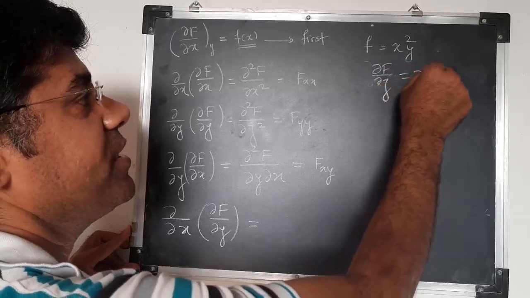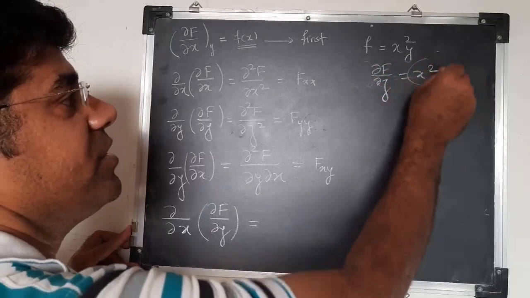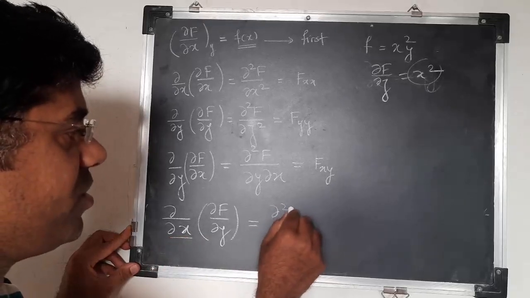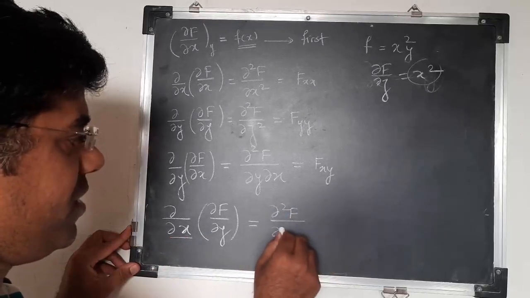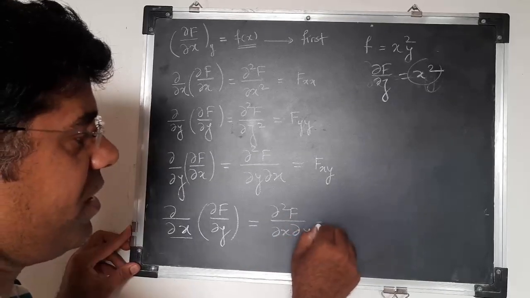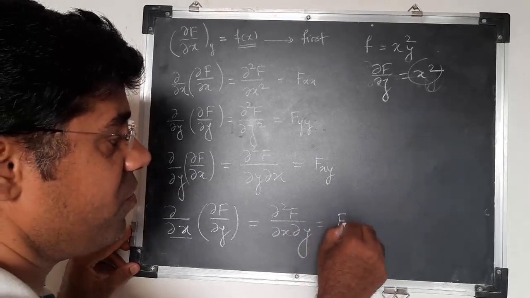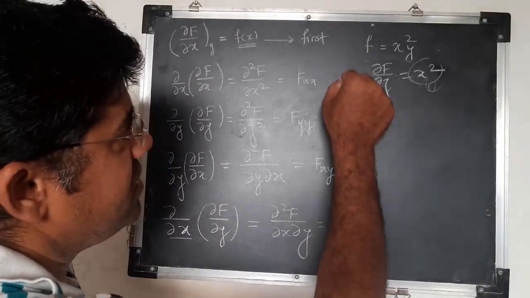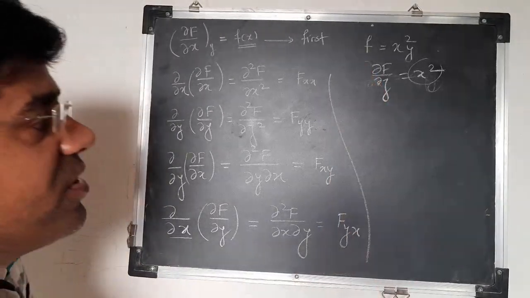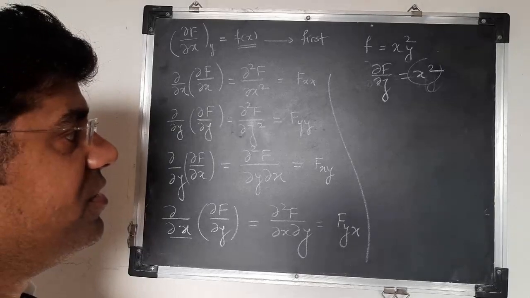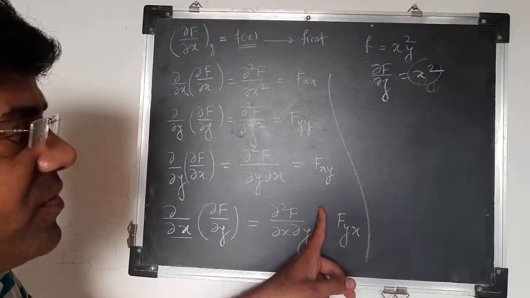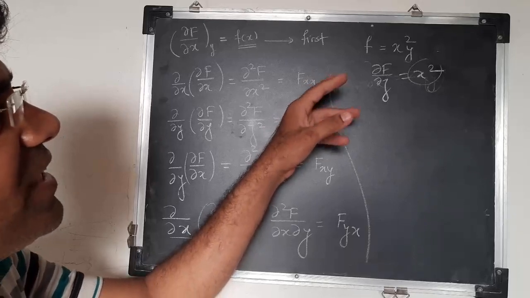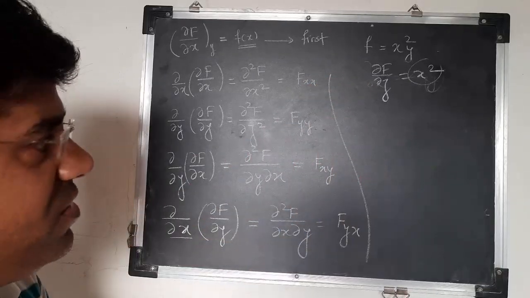So you will get x square. This is a function of x, so again partial with respect to x. So delta 2f by delta x delta y. This is f of y of x. So this is nothing but your second order differentiation. Okay. If this is again a function of your x, then you can go to the third order.